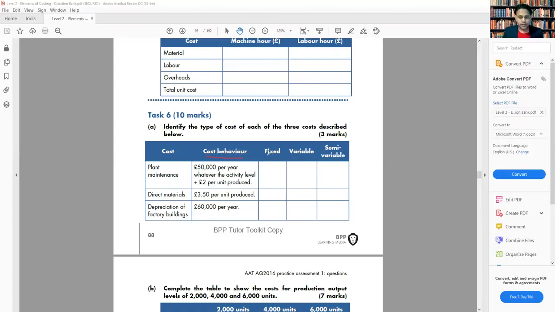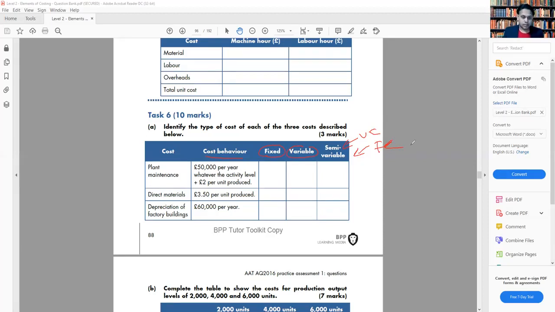Now the fixed cost is fixed, that doesn't change. Whatever the activity level is doesn't matter, fixed costs remain fixed. Then we have the variable cost. The variable cost changes based on the activity level. If the activity is high, variable cost is high. If the activity is low, variable cost is low. The semi-variable cost is the cost where some portion is variable, some portion is fixed. So inside the semi-variable cost, we have a portion of fixed cost and a portion of variable cost.